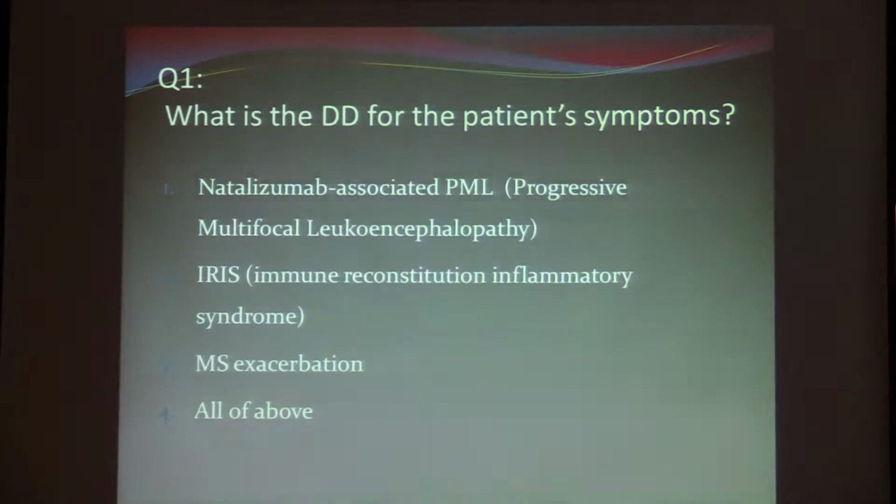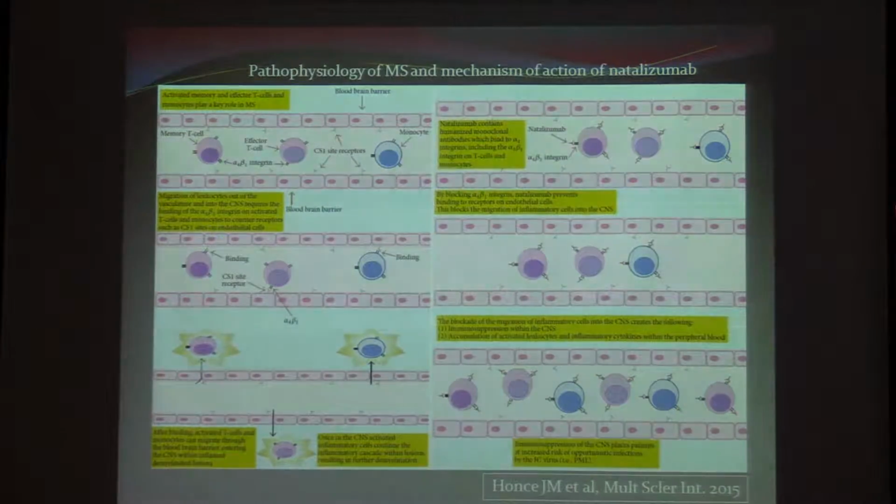Okay, very nice. If we have this option about all of the above, it's almost always the right one. And to understand why all these diagnoses can be in the differential diagnosis, it's essential to be familiar with the pathophysiology of multiple sclerosis and the mechanism of action of natalizumab.